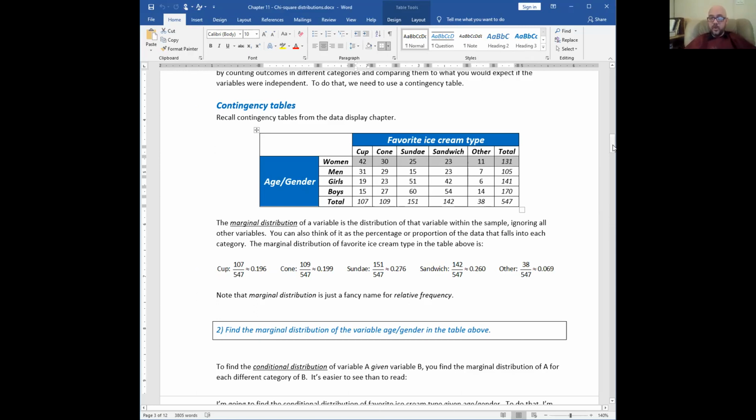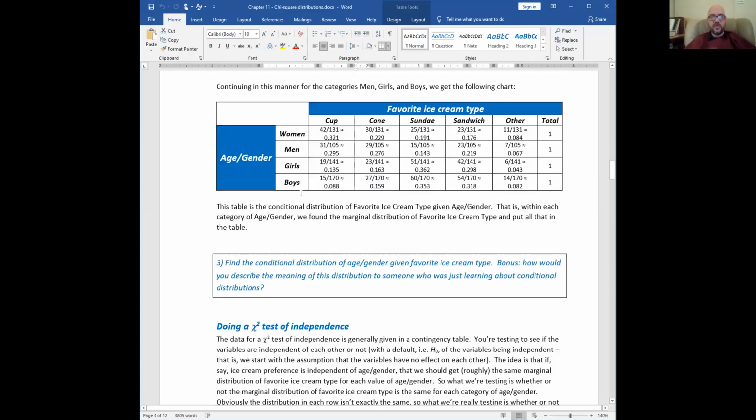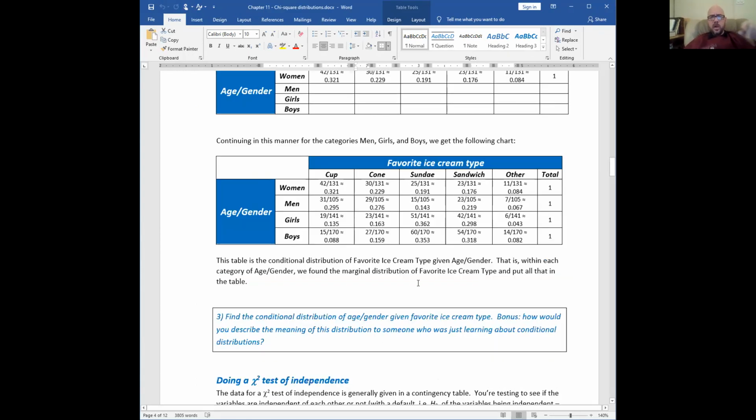Now, you don't necessarily have to remember all that because I wrote it all down here. Then we just do that for all the categories. So there we go, there's the rest of them. I just did them all once. And that's it. That's the conditional distribution of favorite ice cream type given age and gender.